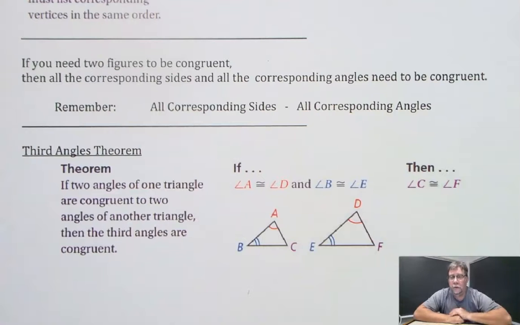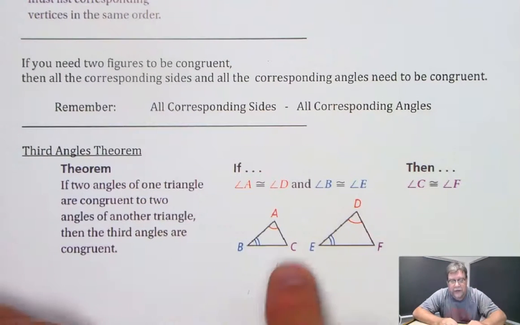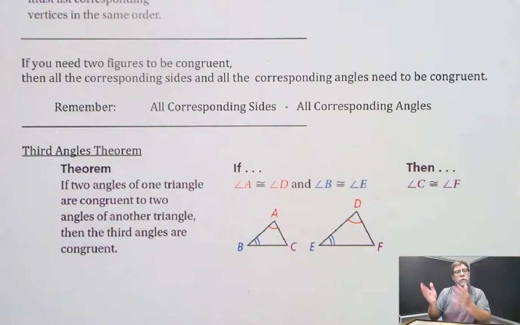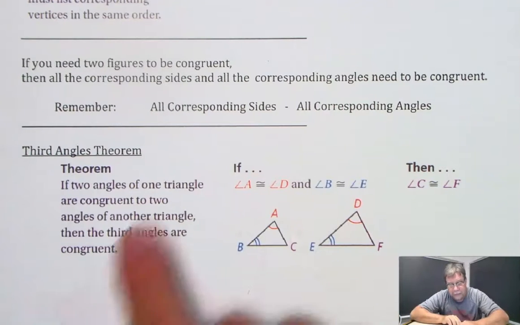And then I've got a theorem to show you. It's called the third angles theorem, and it's pretty easy to understand. You know, in a triangle, the 3 angles add up to 180 degrees. But what if you know that two angles are congruent to 2 other angles? Then wouldn't it make sense to know that the third set of angles are also going to be congruent? So that's what this is saying.